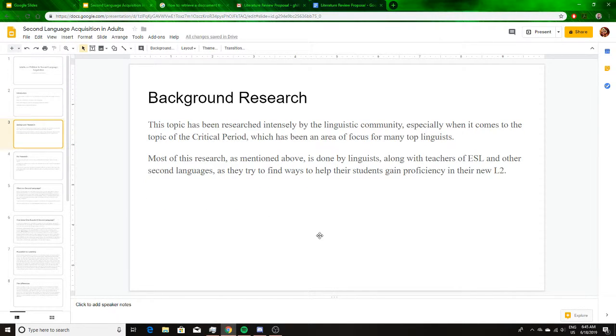So I did some background research. This topic has been researched quite a lot by linguists, along with teachers of ESL, especially focused on the critical period, which we'll get into later. But it's been a very important topic in ESL because of how important it can be for students. So a lot of that research, again, has been done by linguists along with ESL teachers.